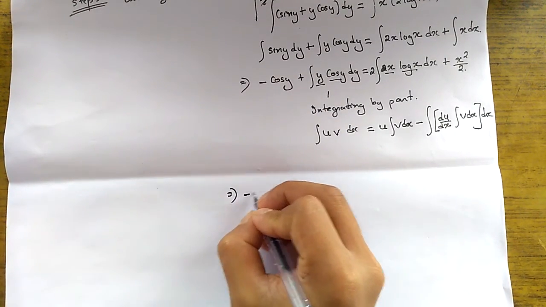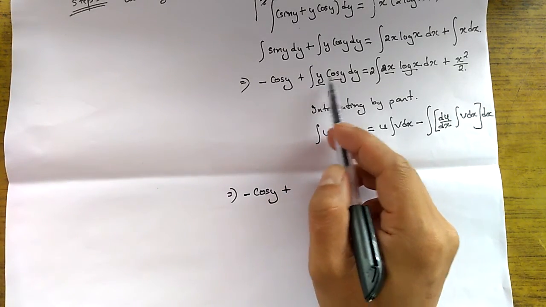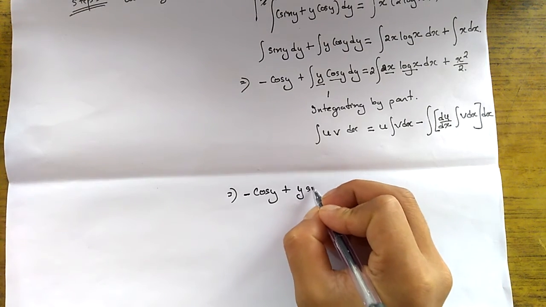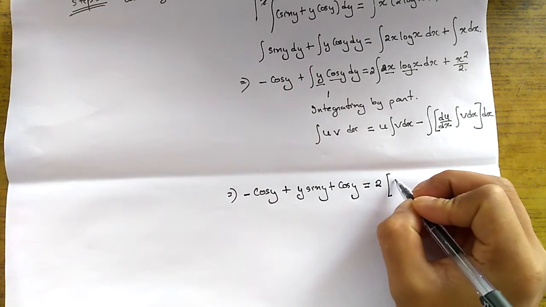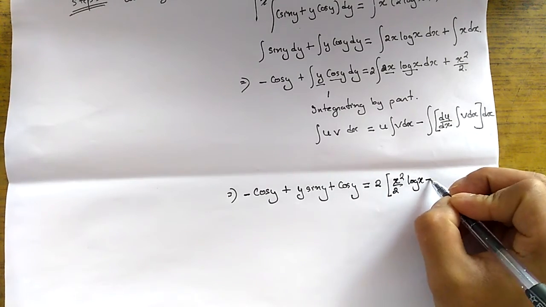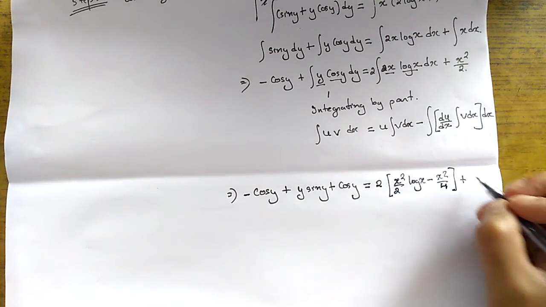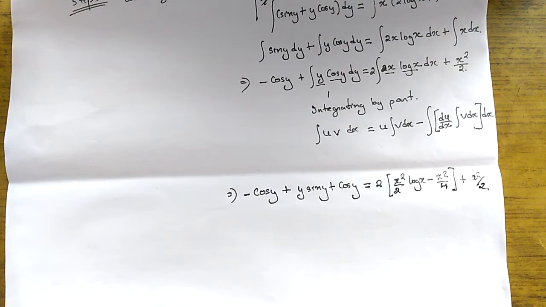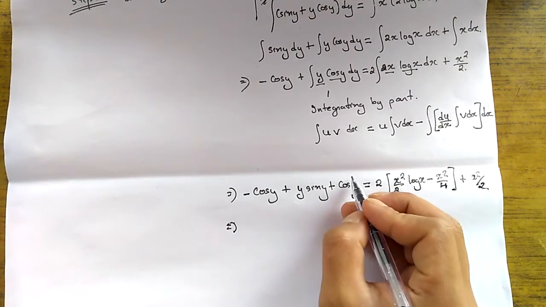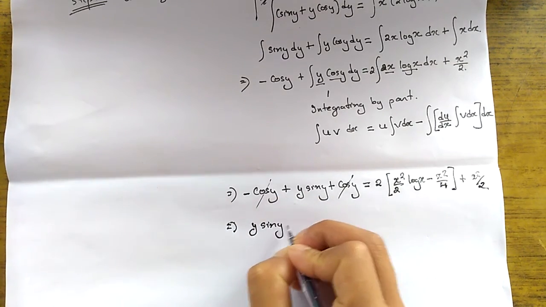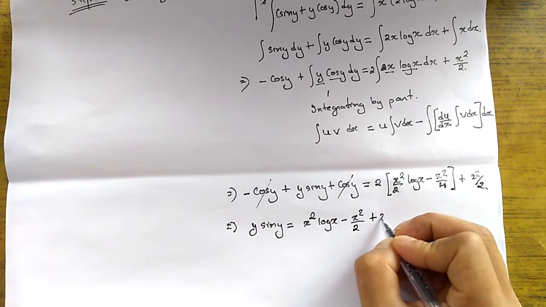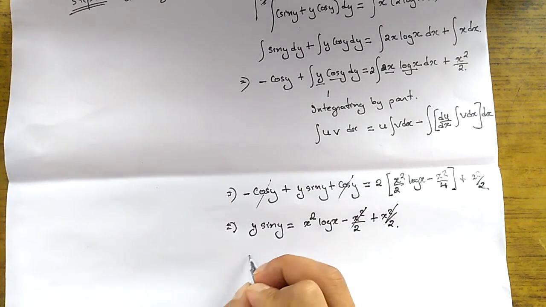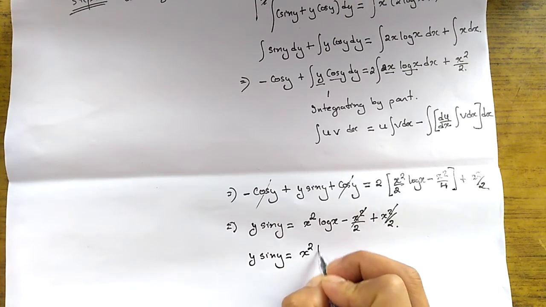Since I believe you all know how to do integration by parts, in that case this one is minus cos y plus, if we apply integration by parts, this integral will give you y sine y plus cos y, which is equal to, and this integral will give you 2 times (x squared by 2 log of x minus x squared by 4), and plus you have this x squared by 2. Now if we further simplify, these two terms cancel out, so we are left with y sine of y is equal to, multiplying out, x squared log of x minus x squared by 2 plus x squared by 2. These two terms cancel out, so you are left with y sine of y is equal to x squared log of x.